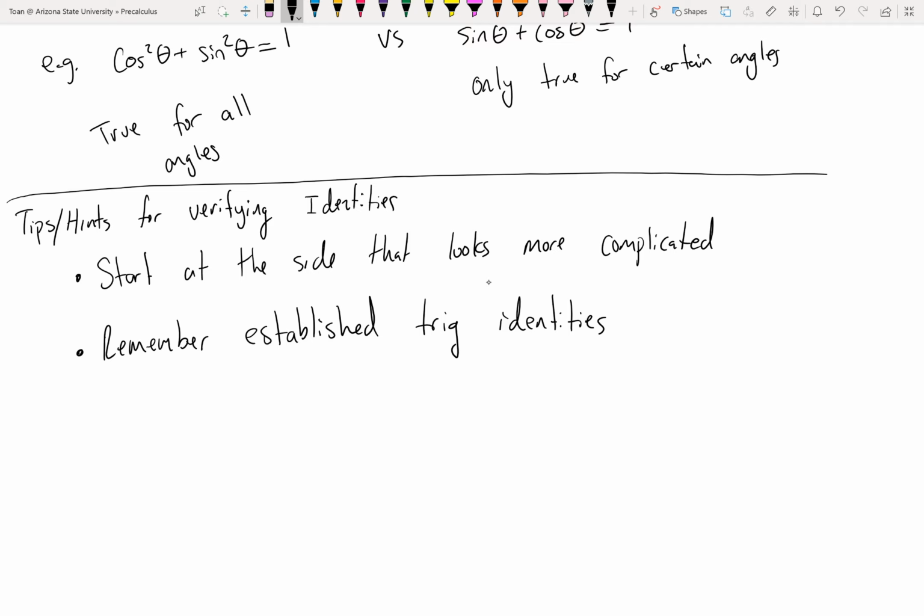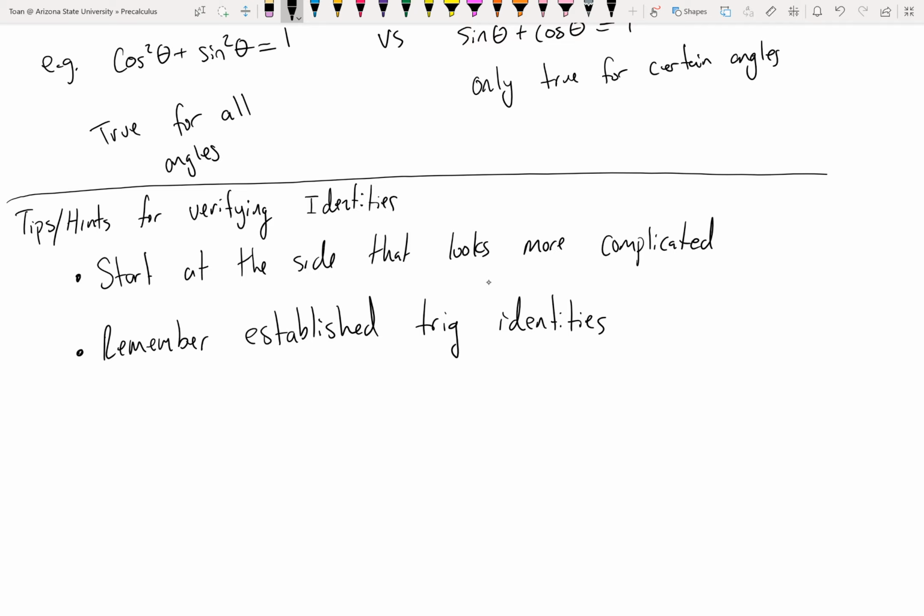Remember your good algebra rules. If you see common factors, factor them out. If you see fractions added or subtracted, find the LCD. So those are my hints, in addition to yesterday's hints, in order to verify trig identities.